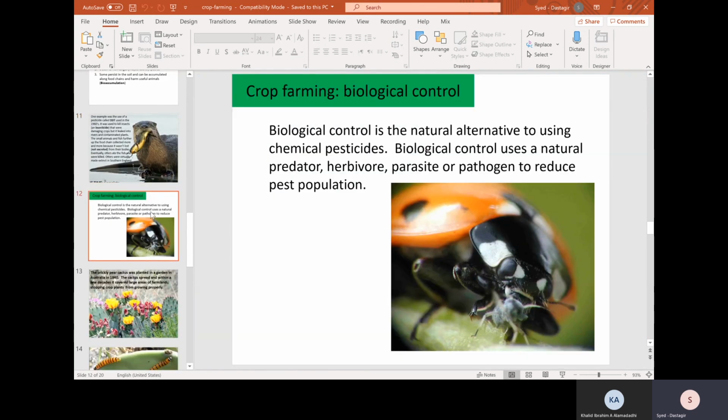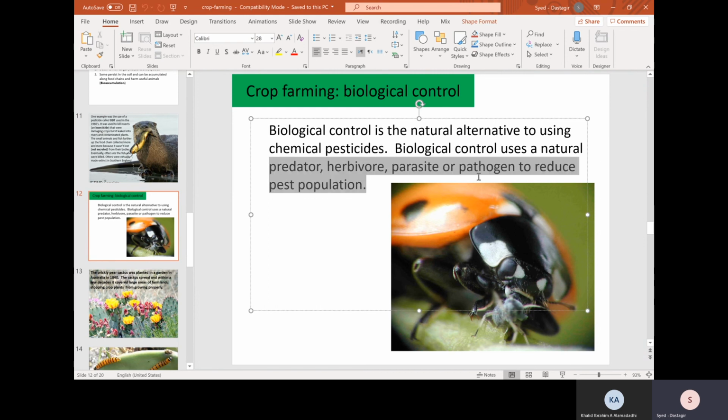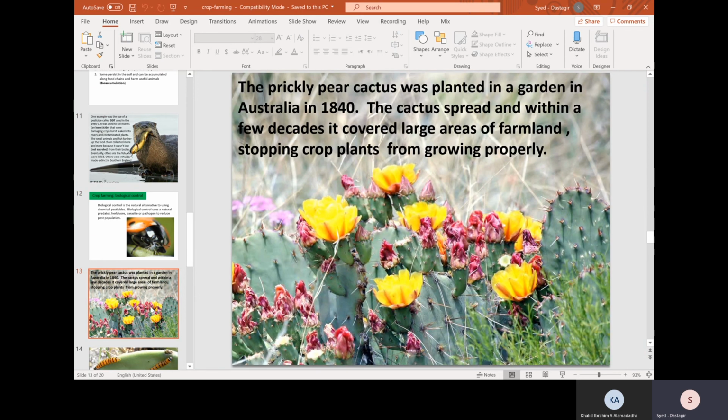Now, biological control. This is not a chemical. This is a natural alternative to using chemical pesticides. They're usually predators, herbivores, parasites, or pathogens used to control the pests. So for example, the prickly pear cactus was planted in a garden in Australia in 1840. The cactus spread within a few decades and covered a large area of farmland, stopping crop plants from growing properly.